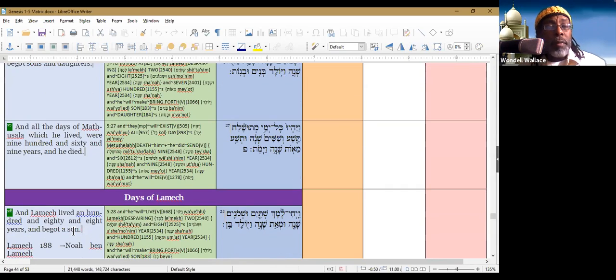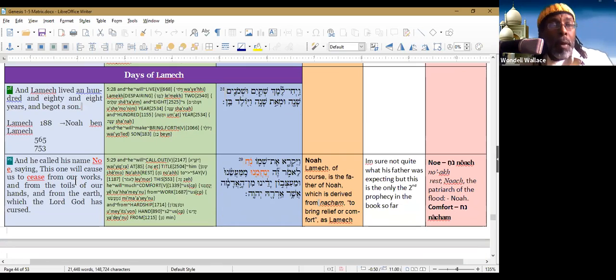And all the days of Methuselah which he lived were 969 years, and he died. So these are the days of Lamech. And Lamech lived 188 years and begot a son. So Lamech was 188 years old when Noach ben Lamech was born. And he lived for 565 more years after that, and he died at 753 years old.